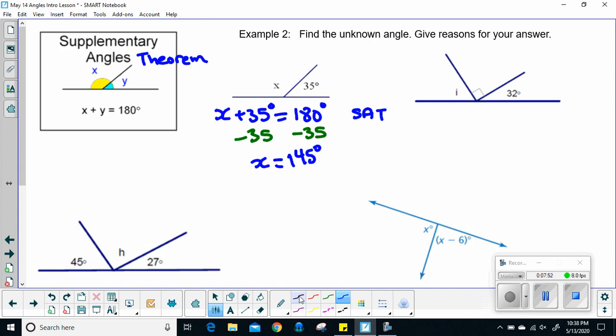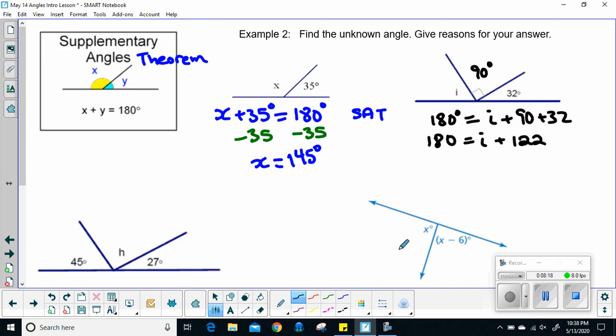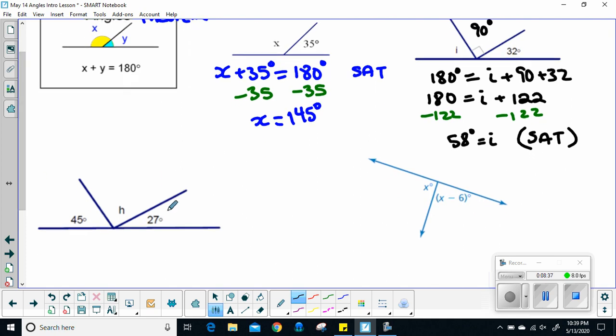Nice. Let's get more complicated. So here I've got the little letter I, a funky symbol, and 32 degrees. Don't forget that the square in there means 90 degrees. So in this case, since it's in a line, 180 degrees equals unknown plus 90 plus 32. Simplify: I plus 90 plus 32 gives me I plus 122. Subtract the 122 from both sides, and we are left with 58 degrees equals I because of the supplementary angle theorem. Angles in a straight line add to 180. Nice.